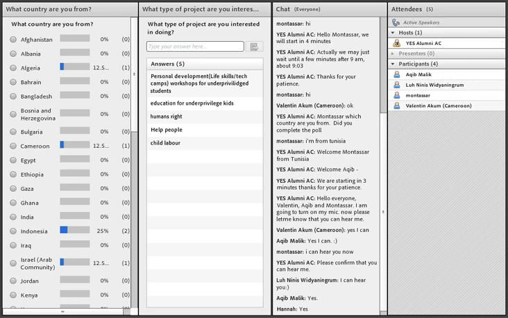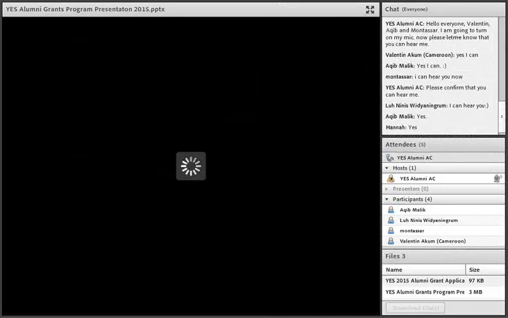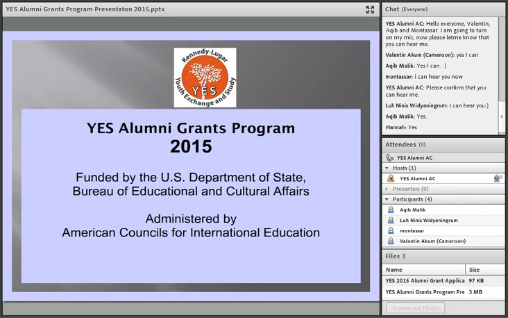Okay, we're going to start with our presentation, so I'm going to switch slides. You'll still see that the chat box is there to the side. And also you'll see here there's a files box in the bottom right hand corner, and there you will find 2 files. One of them is this presentation, so you can always download this. The other one is the actual grant application in the fillable format.